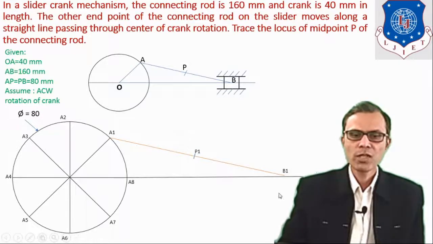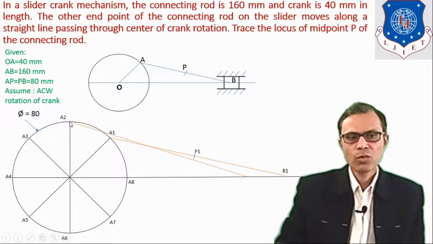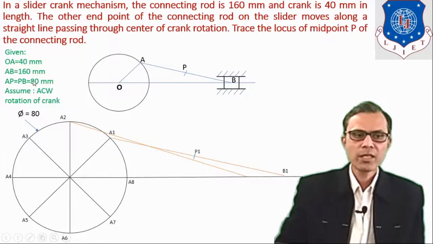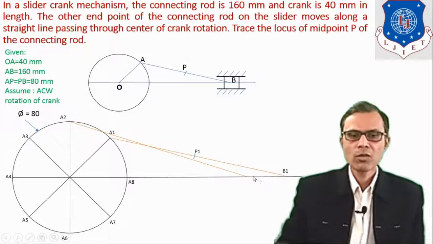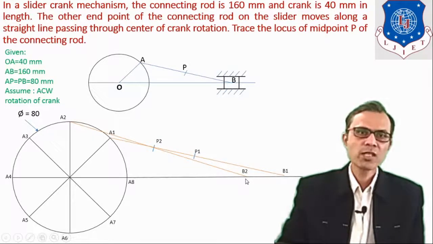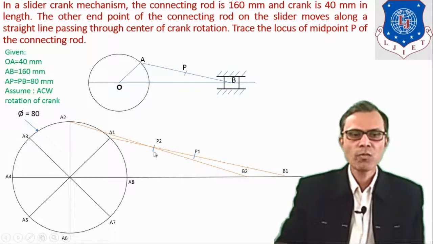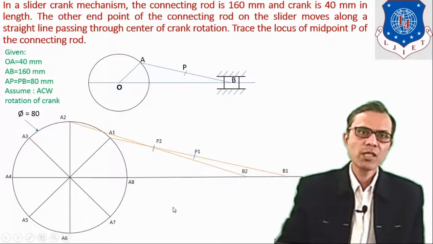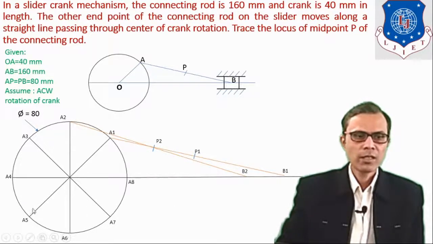So it is the position when crank is here and slider is here, and it is the position of the midpoint. So mark the midpoint of this A1B1 line, that is point P1. The next position for the crank is A2. So keep A2 as the center point, compass size equal to 160 mm, and draw an arc on this line. Here we get the intersecting point, that is the next position of the slider, denoted by B2. And the midpoint of this A2B2 is P2. The next position of the crank in sequence is A3.